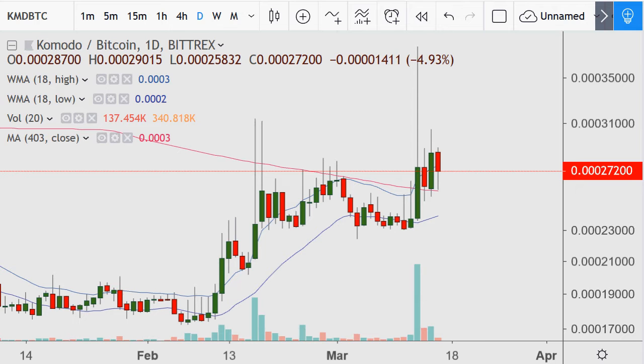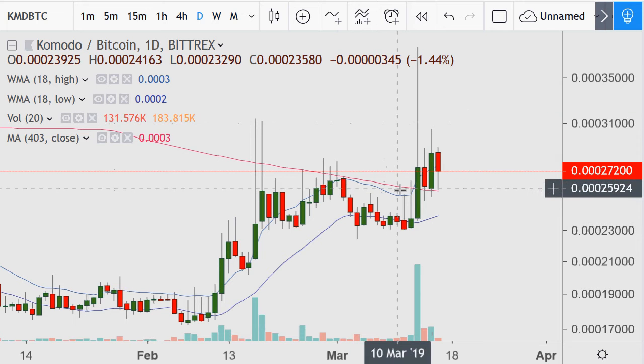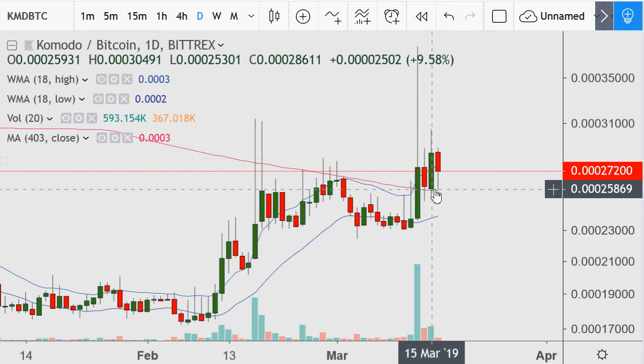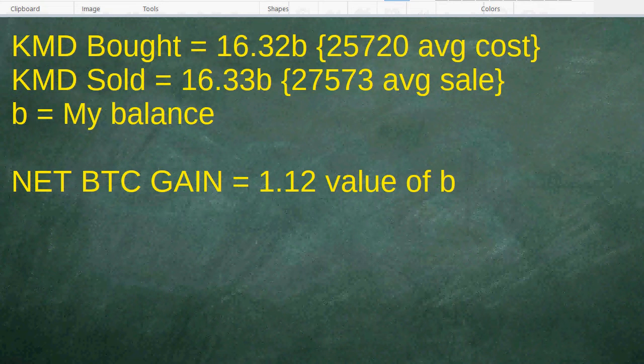And I've calculated my results since February 6th of last year, which is exactly why I put this moving average in. I was just curious to see how close it was to my numbers. And I'm pretty good, I guess, at buying at the average price. I've done a lot of trading on this coin, as I have traded 16.32B Komodos at the average cost of 25,720, which is pretty much where the 403-day moving average is. However, I've sold for almost 1,800 basis points higher, and I have sold 16.33B. I guess X might be a better letter than B, but B stands for my balance, how many I own today. So I've sold and bought 16 1/3 times more than what I've owned.